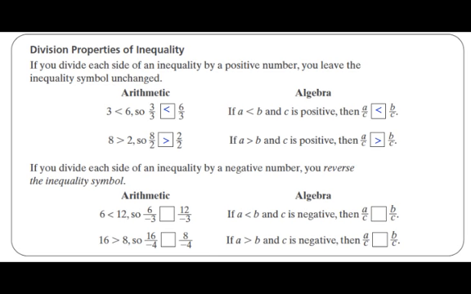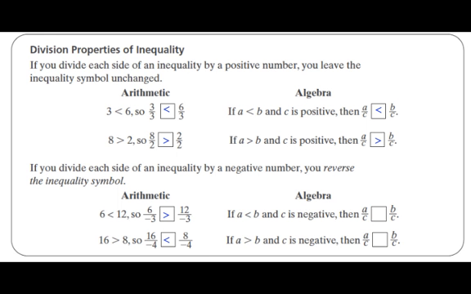Here's where it gets tricky. If you divide each side of an inequality by a negative number, you reverse the inequality symbol. So if 6 is less than 12, when you divide both sides by -3, now 6 over -3 is greater than 12 over -3. If 16 is greater than 8, well, 16 divided by -4 is less than 8 divided by -4.